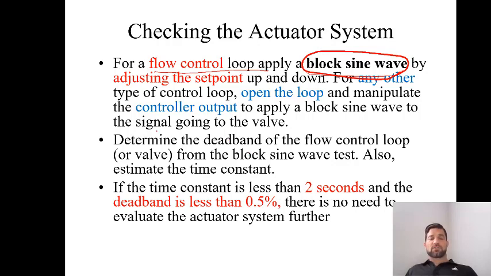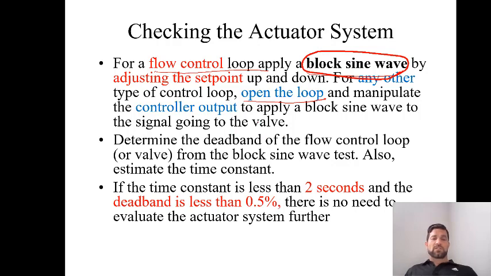If we're not looking at a flow control loop, if we're looking at another type of loop, you can do the same sort of thing. You can apply a block sine wave to the actuator system, but in that case you might have to open the loop, and when you open the loop you can manipulate the controller output to apply the block sine wave. We'll show what this looks like on the next slide.